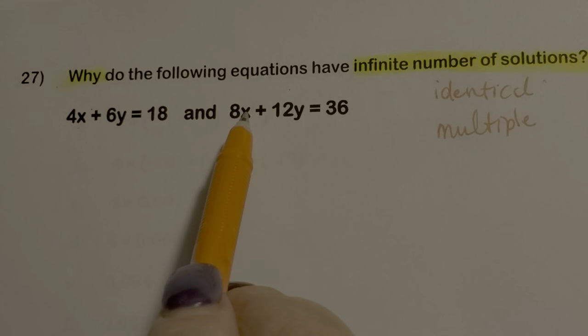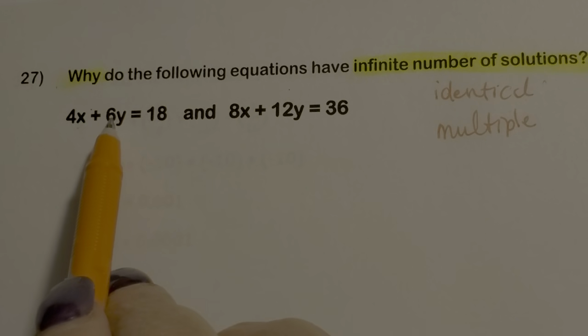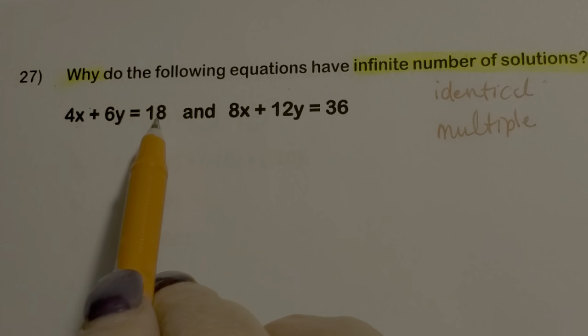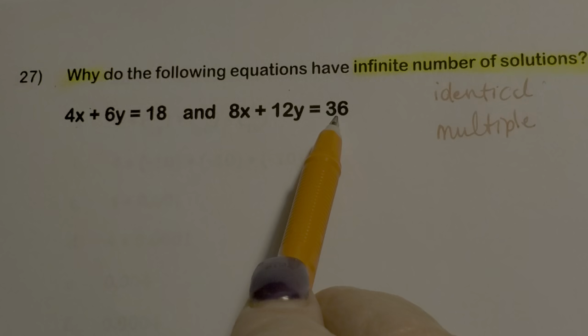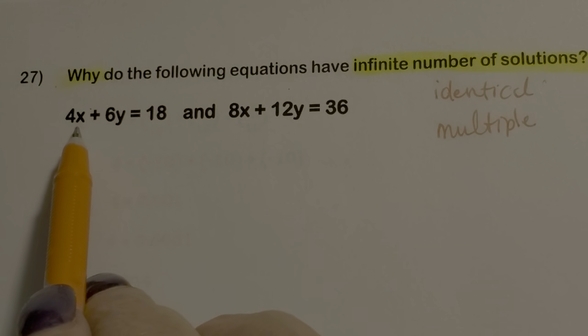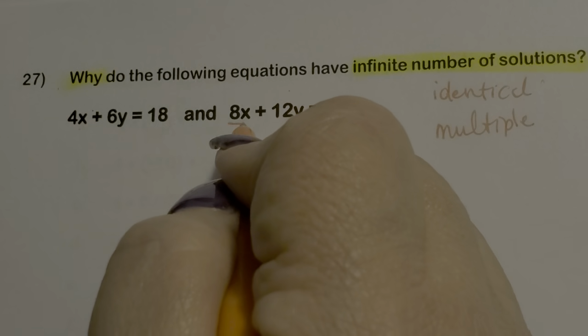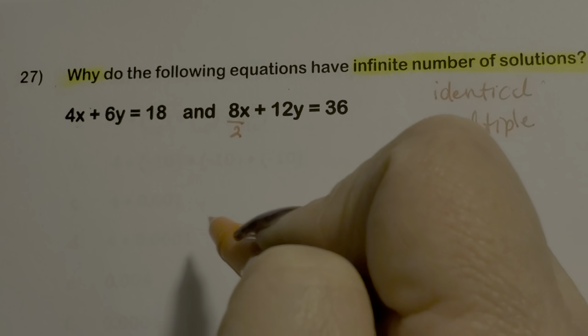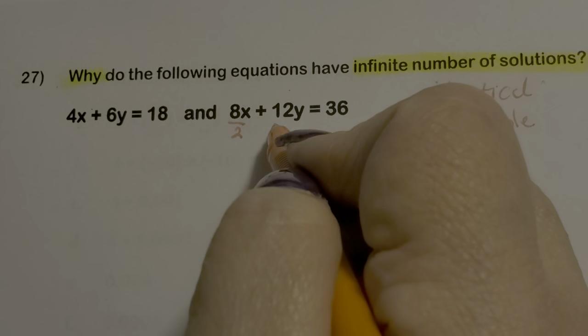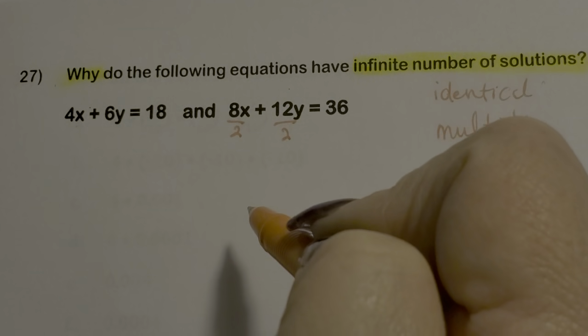I have 4x and 8x. I have 6y and 12y. I have 18 and 36. Well, if I were to take 4 times 2, I get 8. So 8 divided by 2 is 4. What if I divide 12 by 2?